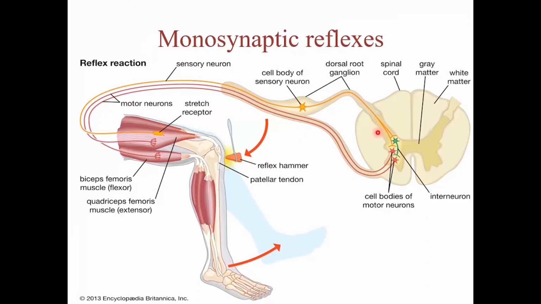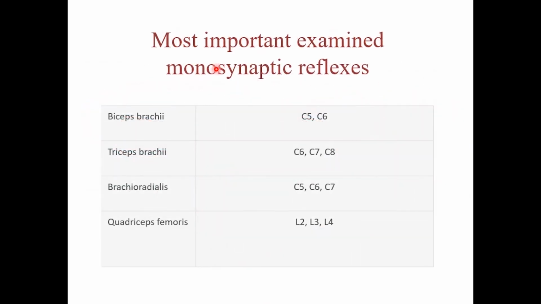An example of a monosynaptic reflex is the stretch reflex. The stimulus is a sudden stretch of a tendon, which triggers a stretch receptor in the muscles, sending signals through the afferent or sensory neuron to the dorsal root ganglion, the posterior horn cells. Then the anterior horn cells send signals through the efferent neuron to the stretched muscle, which leads to its contraction. Some of the most important examined monosynaptic reflexes are biceps, triceps, brachioradialis, and the quadriceps femoris reflexes.